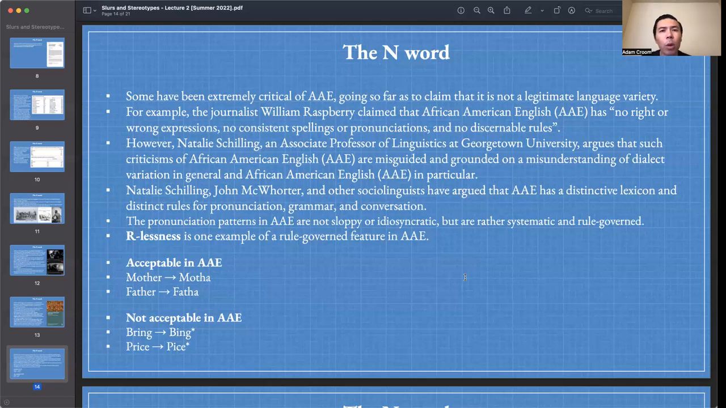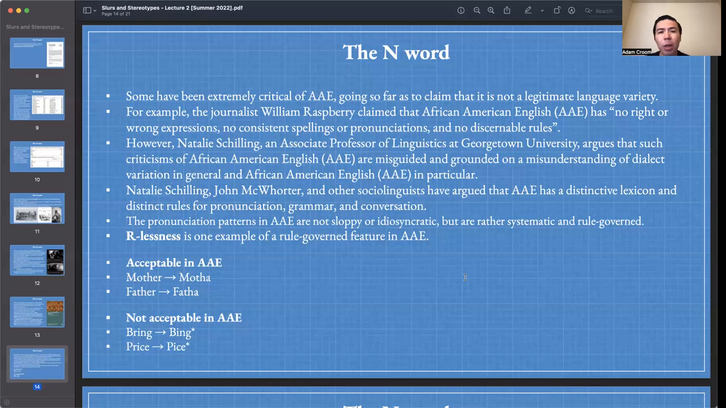rule-governed. And importantly, this is what we want from a language, right? The important thing about a language is not the particular rules that it has, but the fact that it's rule-based and systematic. Okay, that's the important thing about a language, that languages are systematic and rule-based, not idiosyncratic. So insofar as AAE is also systematic and rule-based, it's also a genuine, full-fledged language, regardless of if it's similar to other dialects or languages, okay?